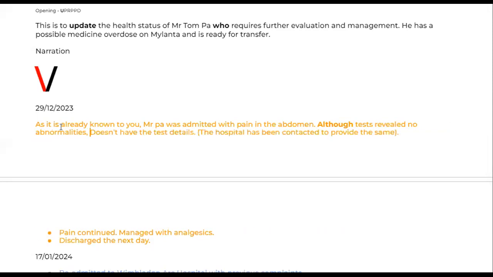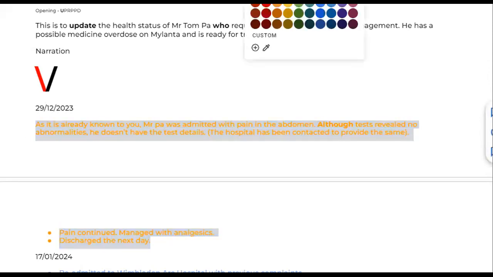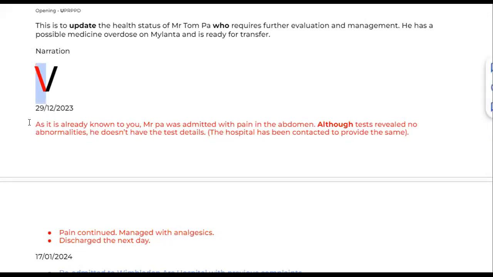Okay. Doesn't have the test details. Although test revealed no abnormalities, he doesn't have the, okay, now here, doesn't is used here. We are in the diving area or in the past area. As it is already known to you, Mr. Pa was admitted will be a past part. So this is completely past. So this one is known as the past part. As it is already known to you, or you can simply remove this one.